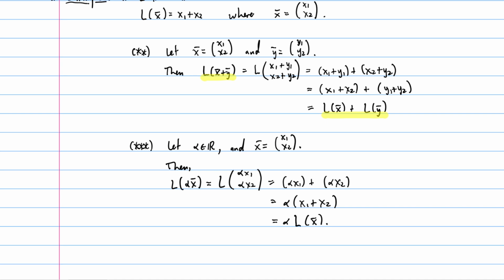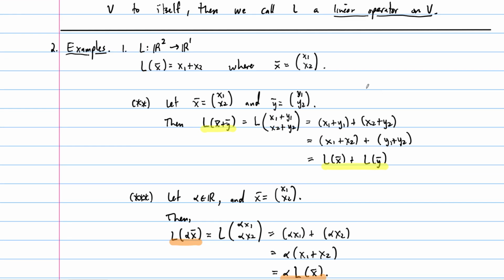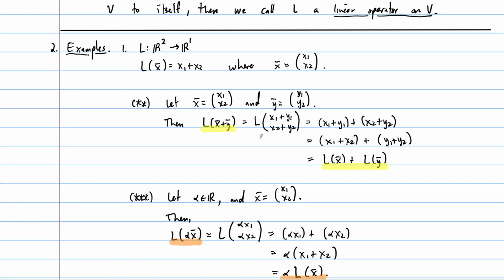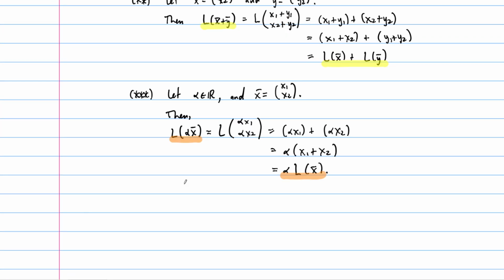And once again, we have started with L of alpha x and done acceptable, legitimate algebraic operations to get alpha L of x, alpha outside L of x, right? So these two properties being satisfied are enough, once you've done the recommended exercise to show that these two are good enough. Then this is enough to show that this L is a linear transformation.